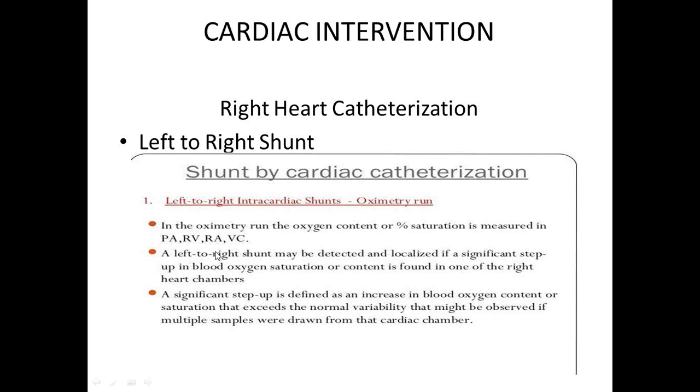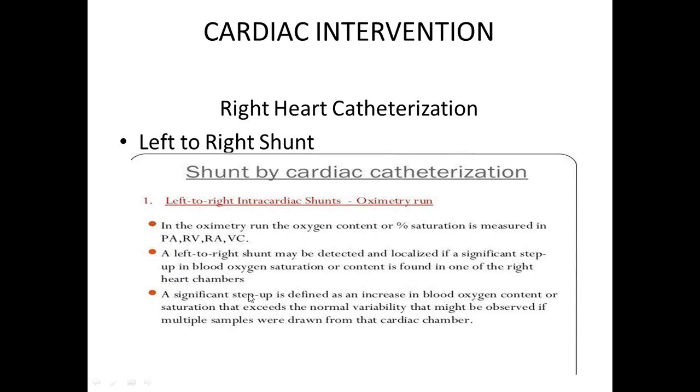So a left to right shunt may be detected and localized if you get a significant step up in blood oxygen saturation or content found at one of the right heart chambers. So essentially, if you have a communication between the left side and the right side, and you have mixture of blood from the left side with the right side, the oxygen saturation in the right side is going to be increased. And that's basically all we're checking for.